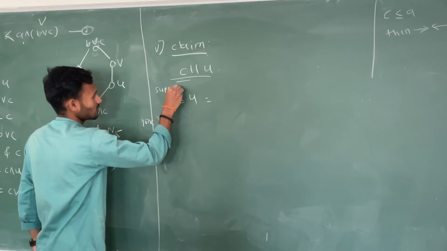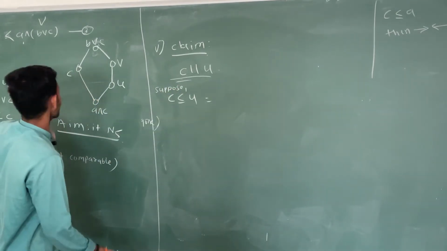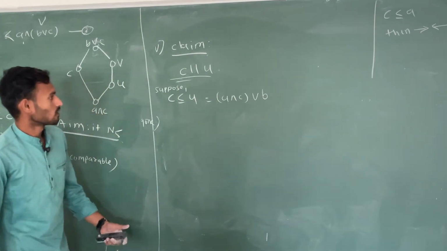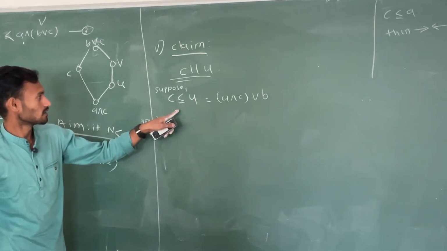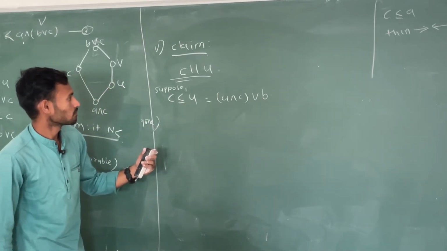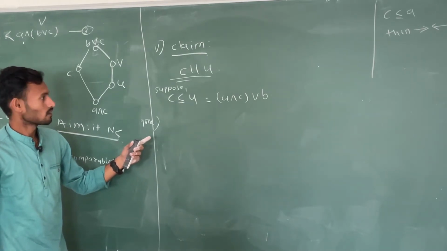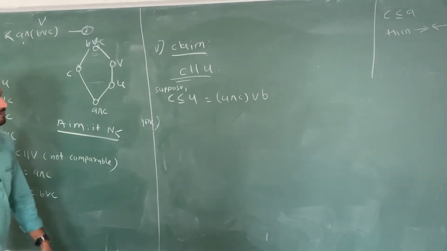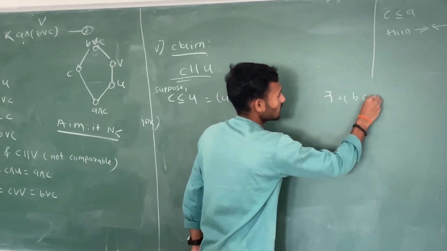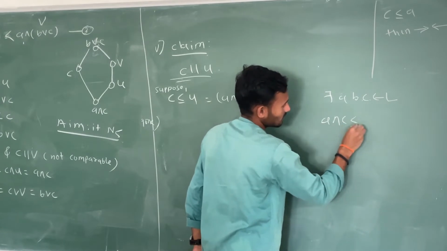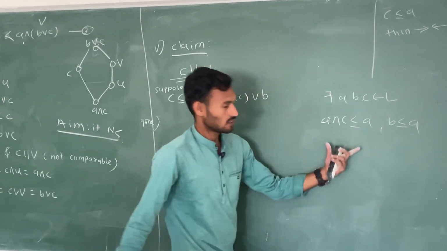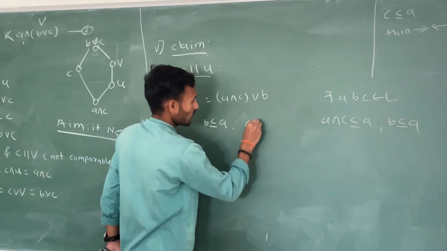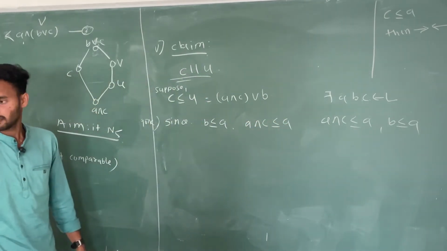Suppose. Then what is U? A meet B join... from that, what we can say? C is less than U. We earlier wrote one definition: there exist A, B, C belonging to L. Then A meet C is less than or equal to A, and B is also less than or equal to A. We know this. So since B is less than or equal to A and A meet C is less than or equal to A.